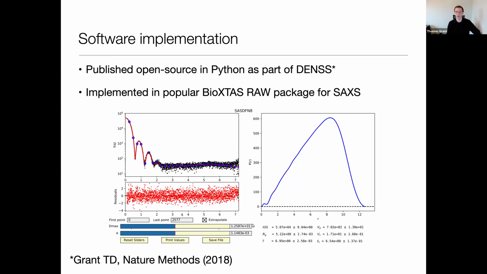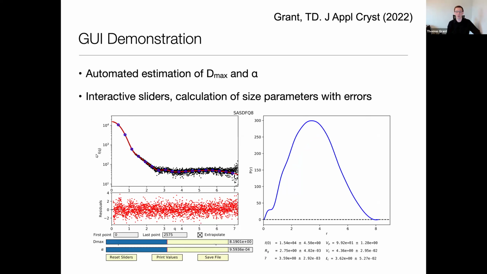And so this is a quick example of our little GUI. We made a little GUI for it. And this GUI has automatic estimation of Dmax. So it'll run the analysis and give you a quick estimation of what Dmax is. And then it'll actually also estimate for you the optimal alpha, so a good balance. And there's a lot that goes into those steps. So our GUI here has some interactive sliders, and we calculate a slew of maybe half a dozen or so size parameters that you can save.